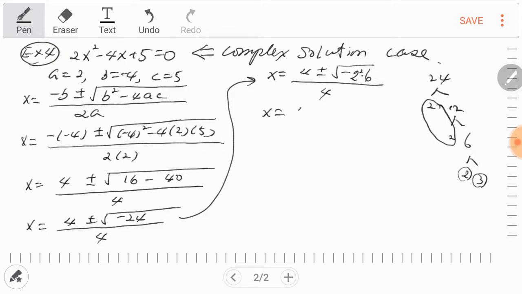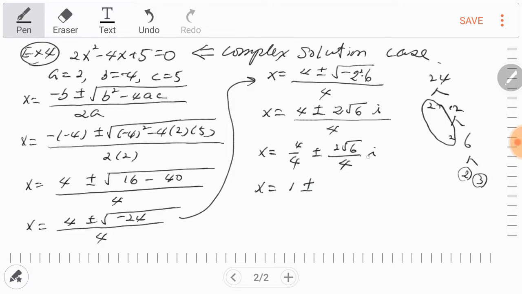Then x equals 4 plus or minus, 2 can get out, 6 stays inside, and negative 1 becomes i outside, over 4. Then you can leave it like this, or we can separate the real part and the imaginary part. So why don't we separate them? 4 over 4 plus or minus 2 square root of 6 over 4 i. Then x equals 1 plus or minus, we can reduce 2 and 4, so square root of 6 over 2 i.